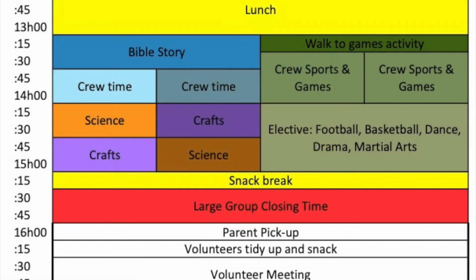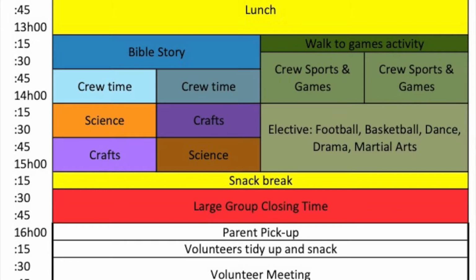At 1:15, the 2 younger groups will hear the Bible story for the day. Then they will divide into their crews and have 30 minutes of crew time. We hope this will be a relaxed time with the crew leaders to bond, talk about what they are learning, play games, and make friends.